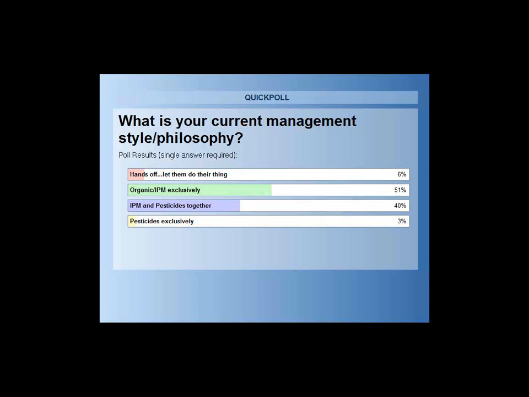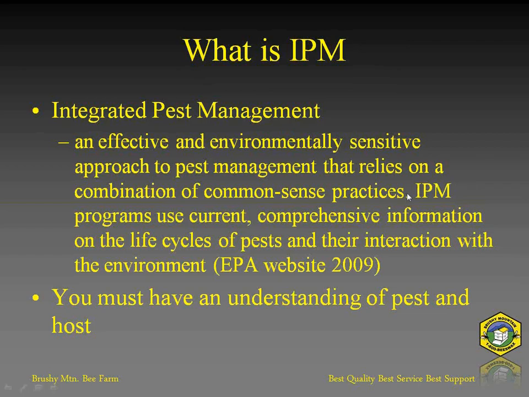So 6% of you out there are hands off. You let them do their thing. And then it's pretty much split evenly. I guess it's a little heavier on the organic IPM. 40% IPM and pesticides together, and 3% pesticides exclusively. Okay, so that gives me a pretty good sense of where folks are, at least historically, in managing their colonies. So let me hide those results, and we'll continue on now with the rest of this.